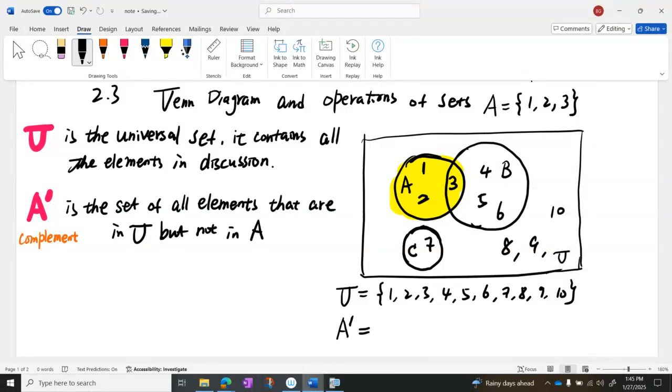And how do we find A prime? Let me show you the technique. You write the universal set on your scratch paper, and also write set A. Then you cross out the elements in A. 1 is in A, cross out. 2 is in A, cross out. 3 is in A, cross out. The leftover elements in the universal set would be in A prime. So A prime includes 4, 5, 6, 7, 8, 9, 10.